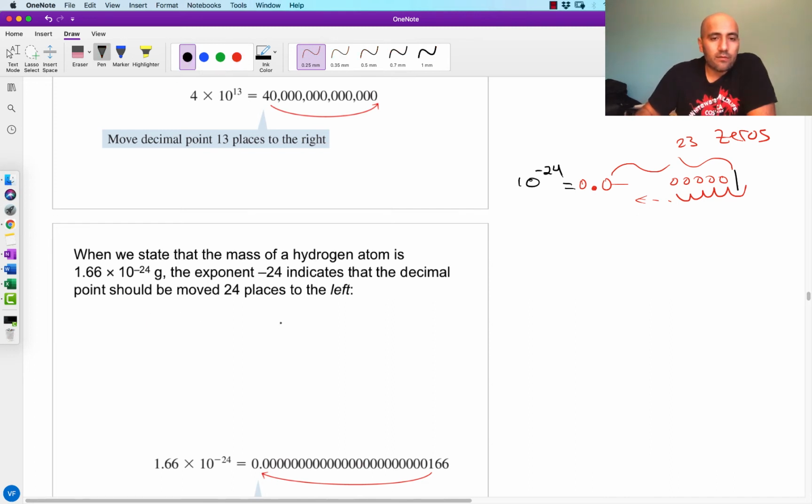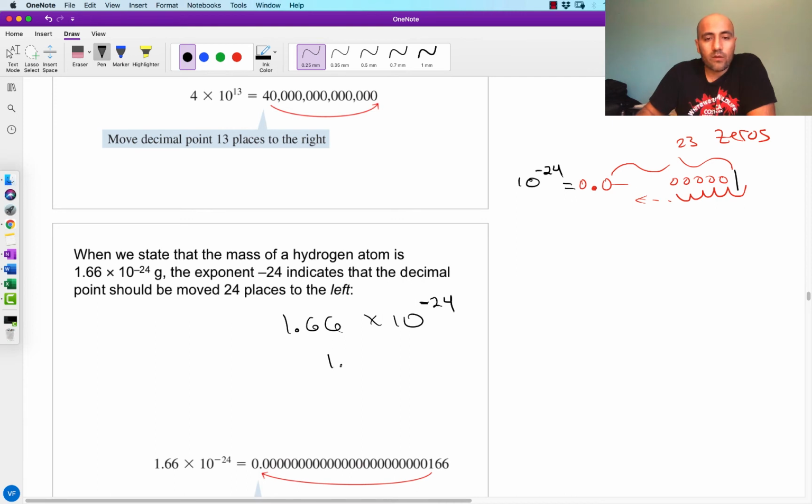We have the 1.66 times 10 to the negative 24. I'm expecting my final answer to be very small, right? Because I'm multiplying this number times something that's very small. So the final answer will be very, very small.